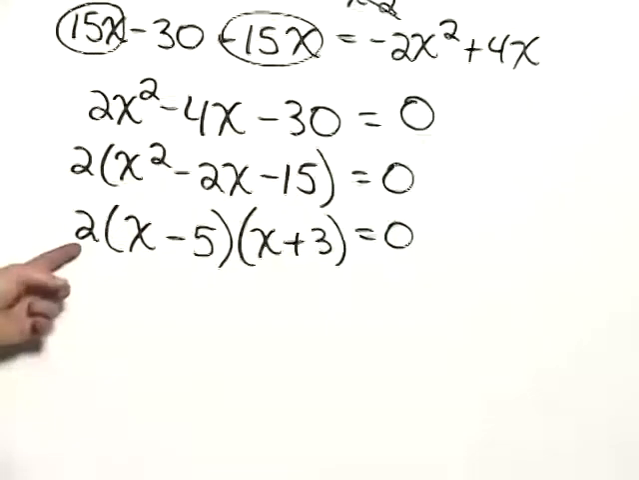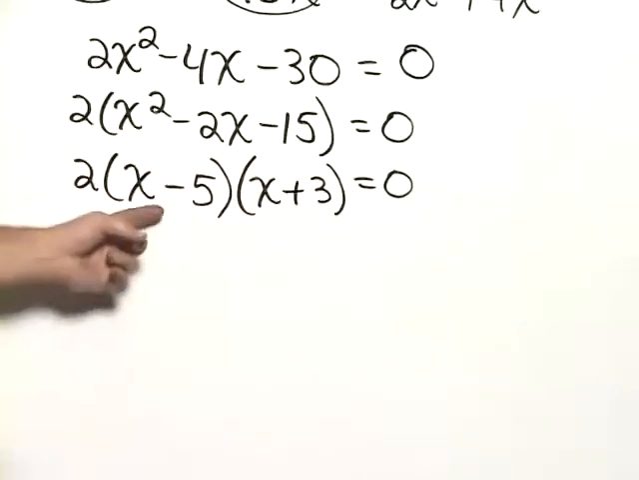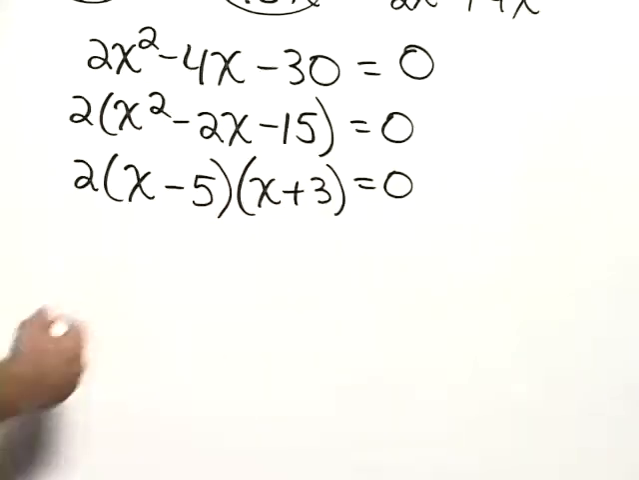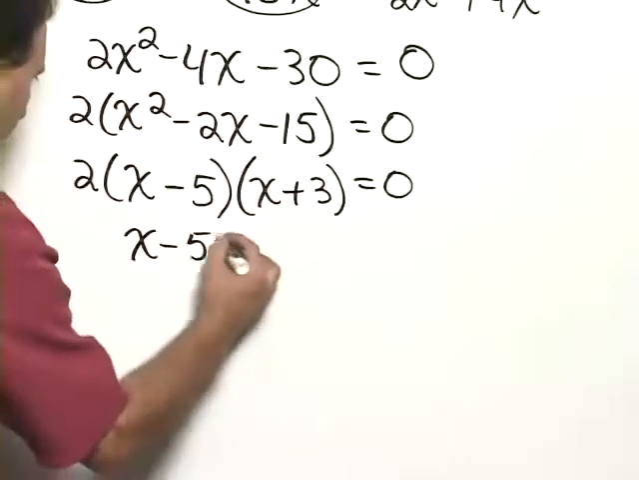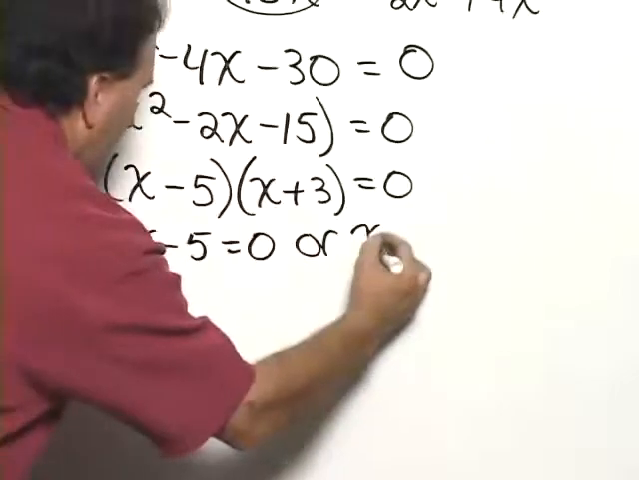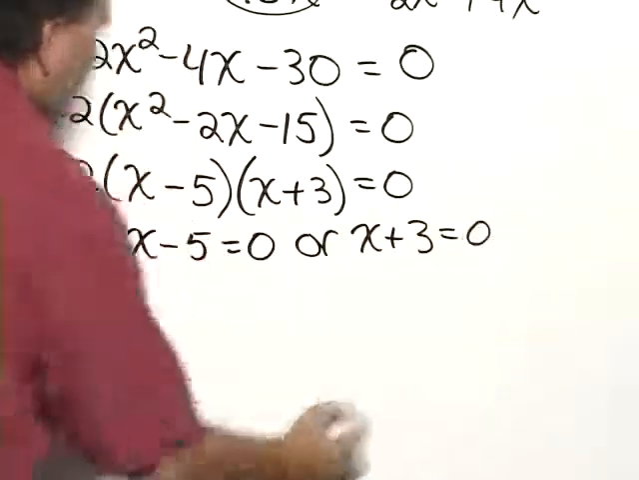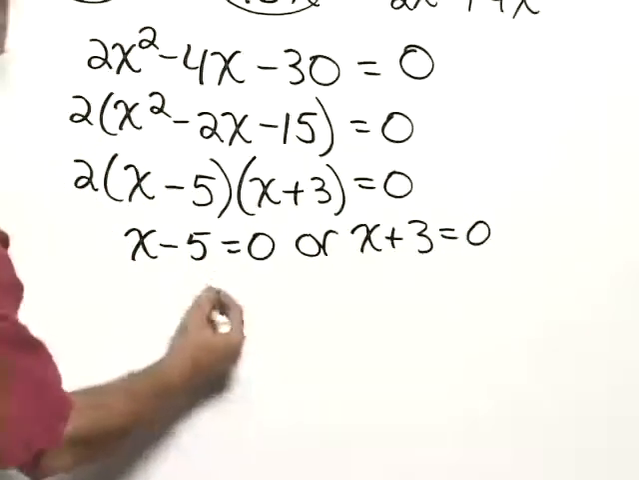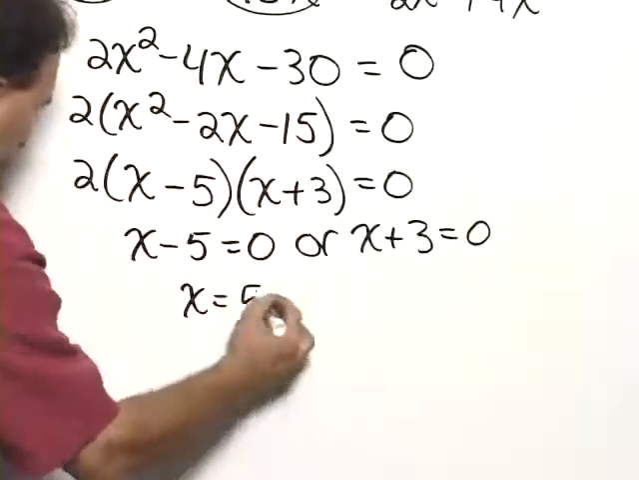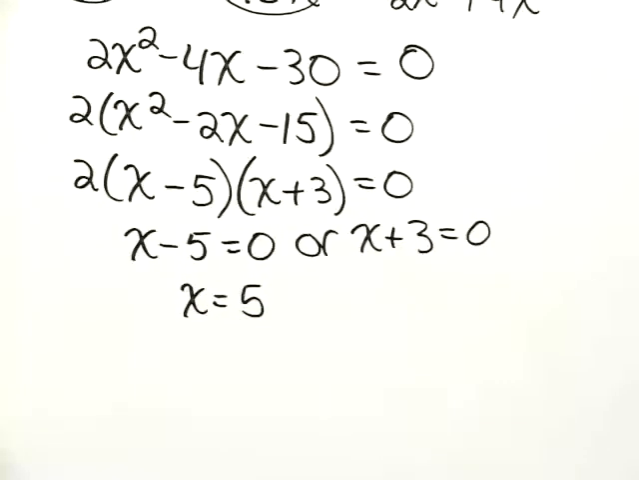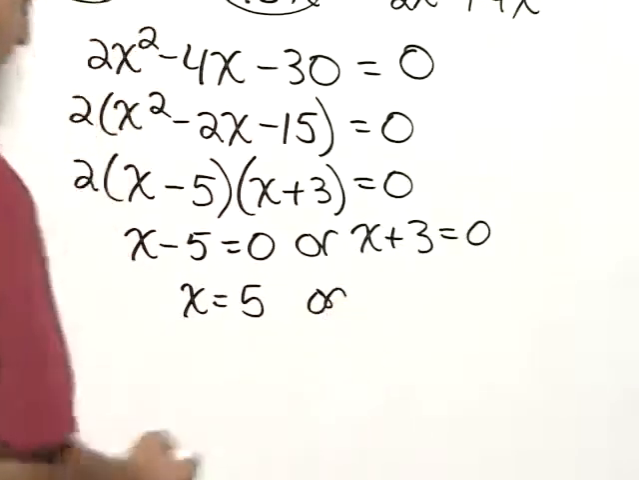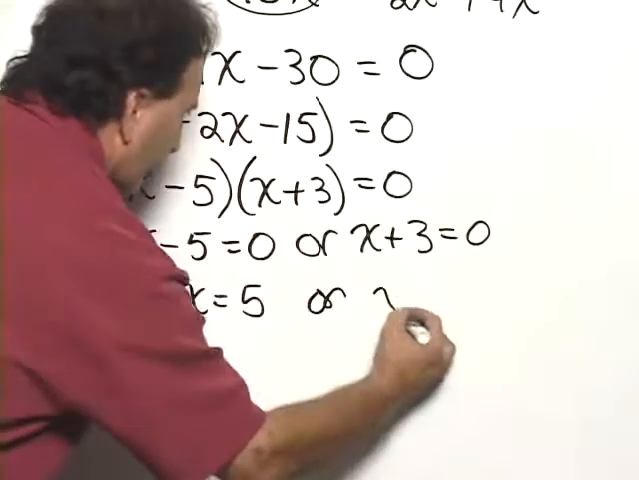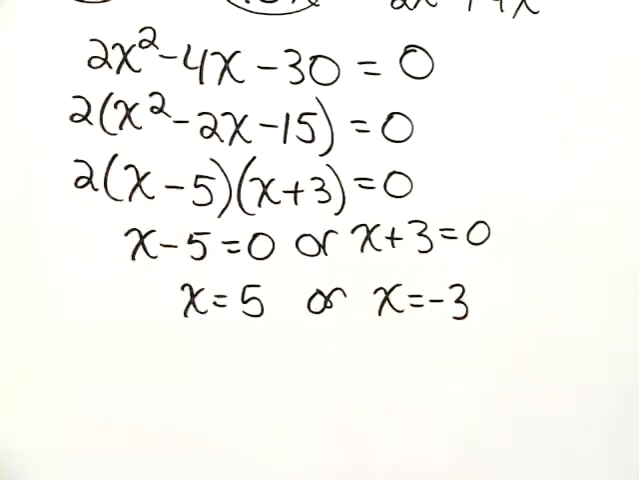Now, of course, the 2 can't equal 0. So we just simply say x minus 5 equals 0 or x plus 3 equals 0. This gives us a solution of x equals 5 by adding 5 to both sides. Over here, we subtract 3 from both sides, giving us a solution of x equals negative 3.